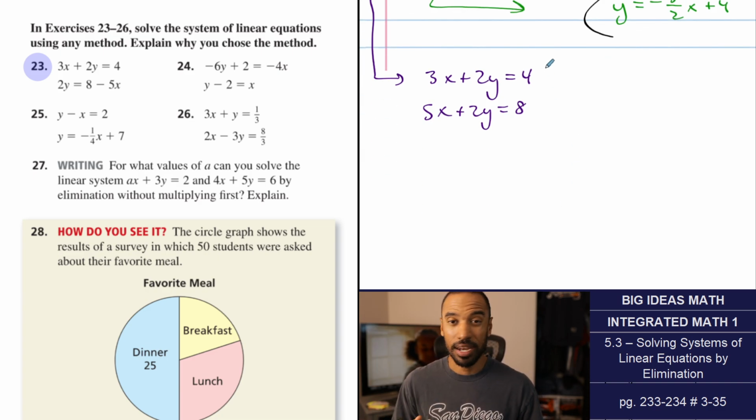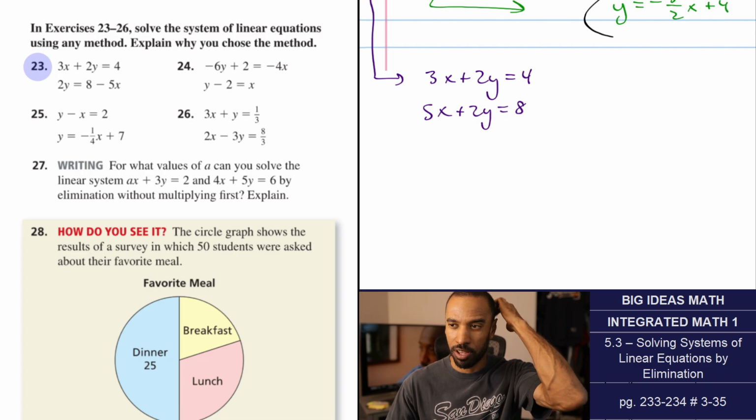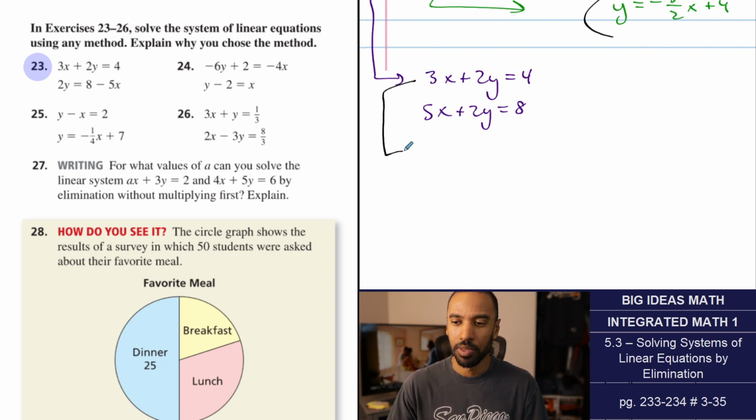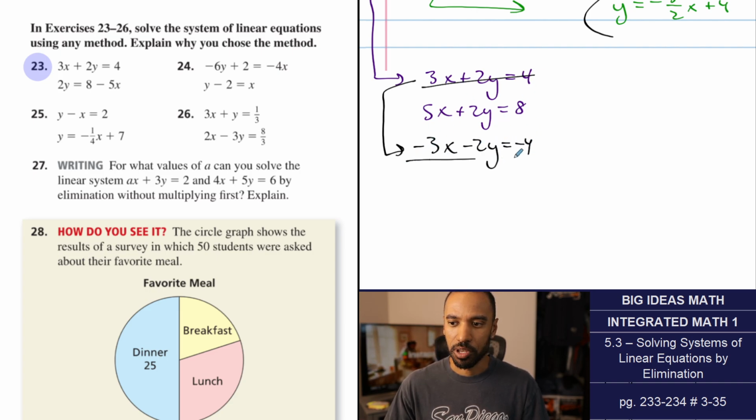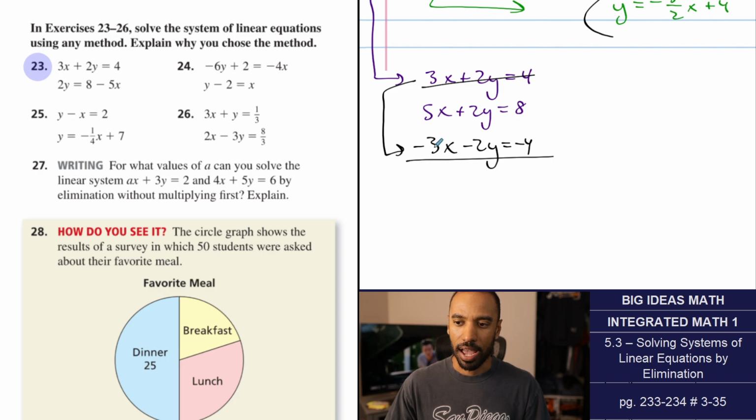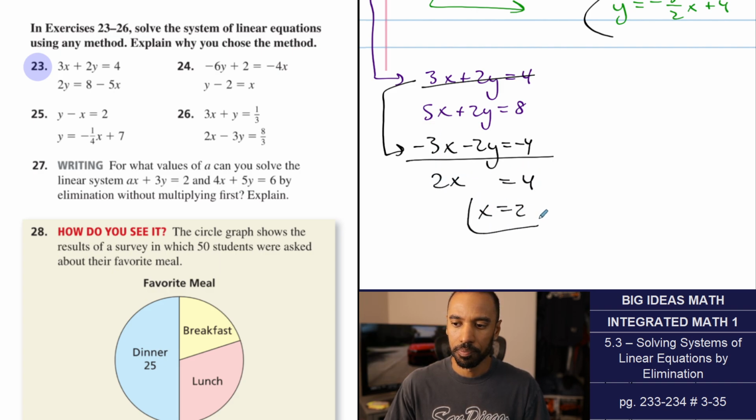If you subtracted right now, they would, but of course, I'm more of a sign changing kind of dude. So multiply the top equation by -1, change all the signs, like that. And now we have something set up for elimination. Subtract, add down the list. 2x equals 4, therefore x equals 2.